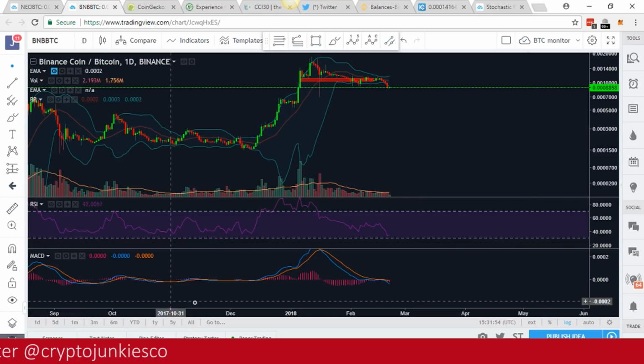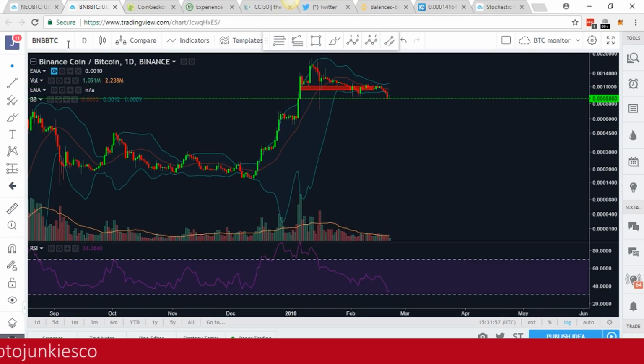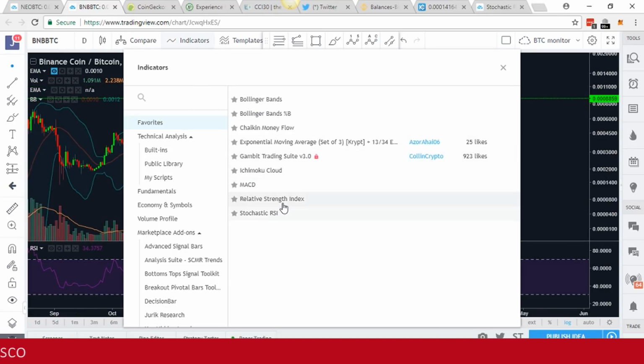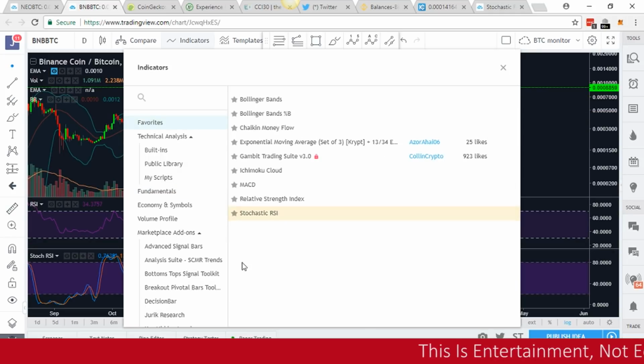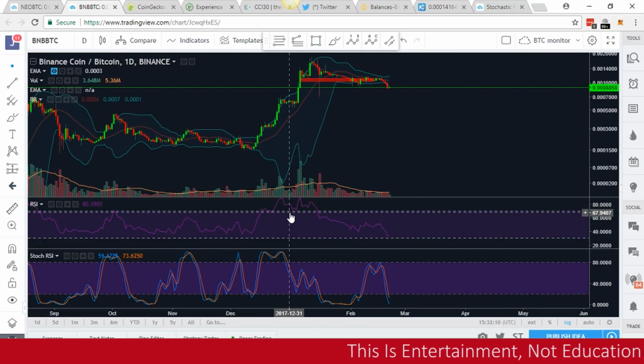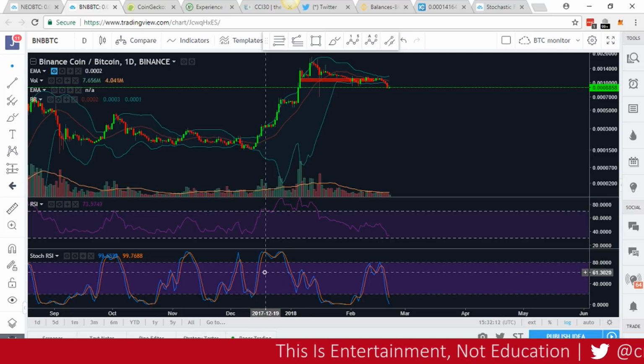Get rid of this. Get rid of MACD. We got regular RSI, so let's add in Stash RSI. These are my favorites, by the way. If you come in here and you got any of them, you just come here and click the star. Boom. Make it easy on yourself. Life is hard enough. All right, so here's the difference.